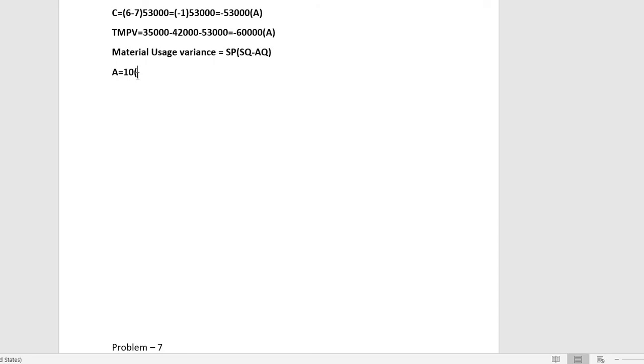Therefore, for material A, the standard price is 10, standard quantity is 30,000 minus actual quantity 35,000, is equal to 10 into 30,000 minus 35,000, that is minus 5,000. 10 into 5,000, that is minus 50,000, which is adverse variance. Next for material B.